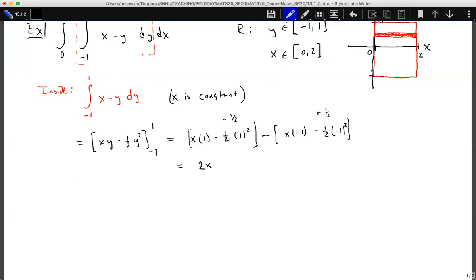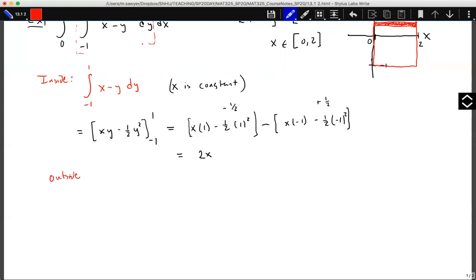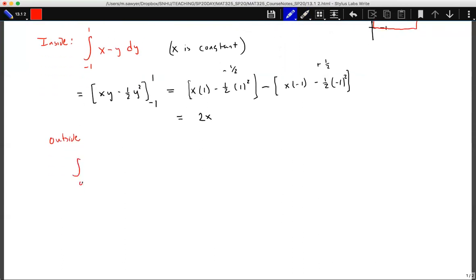And so now our outside integral looks like the integral from 0 to 2. That was our original x bounds. We take our inside integral and drop it in, so here's our 2x, and this is with respect to x. Now we evaluate this just as before, so we get x squared, evaluated from 0 to 2, so we easily see that this is 2 squared minus 0 squared, which is equal to 4. So the volume over this region is equal to 4 units.